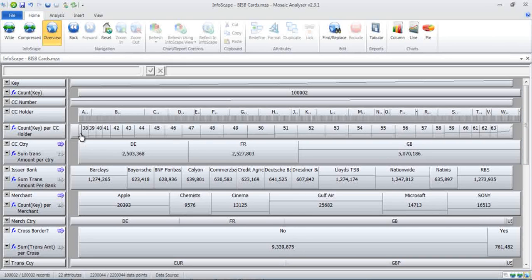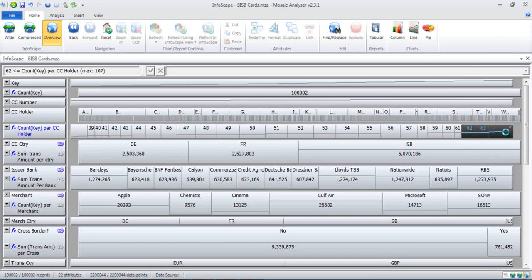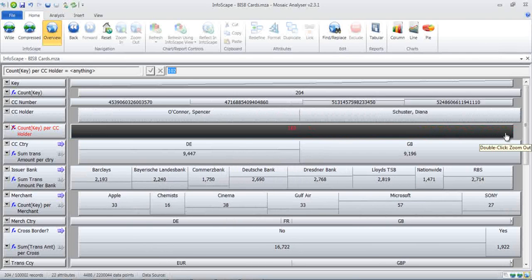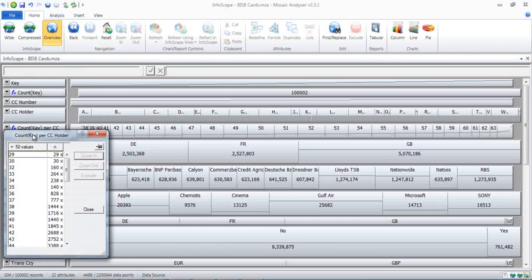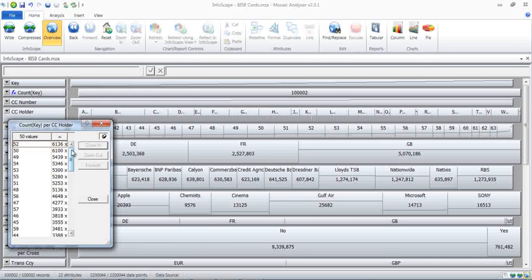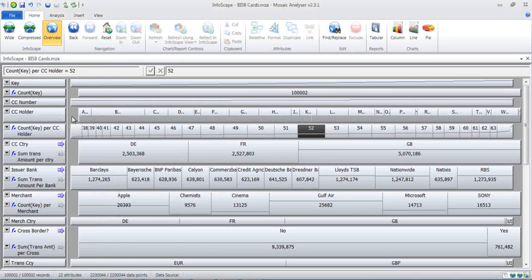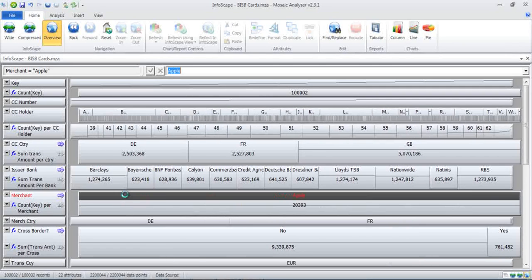And if we go to our sort of highest users, those who use the credit cards most often, we can highlight them and we have their information. I mean, there are guys here using it 102 times, and we can see how many occurrences there are. So most people use their cards 50 to 52 times in a certain period, and we can highlight that frequency as well.